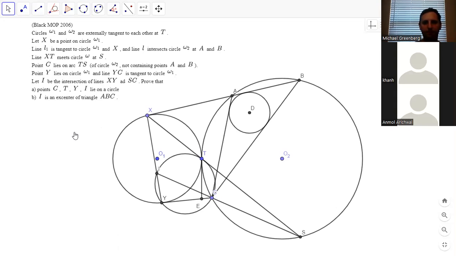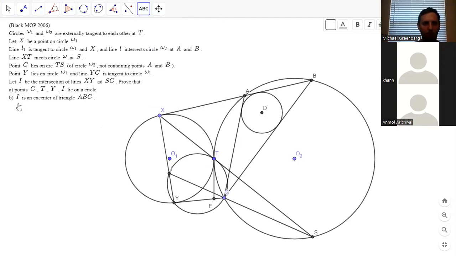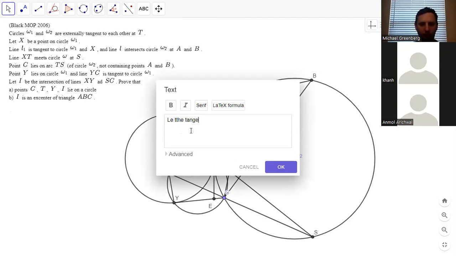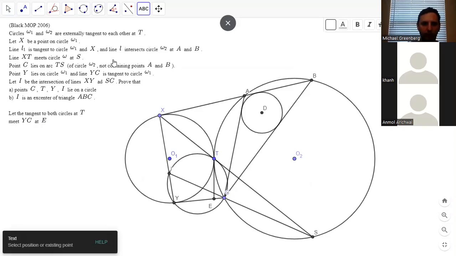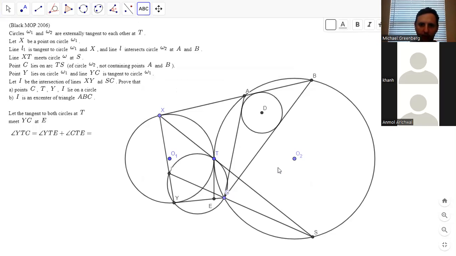So I could type it up. Let the tangent to both circles at T meet YC at E. Then we have YTC is YTE plus CTE, which is equal to, so YTE is YXT.